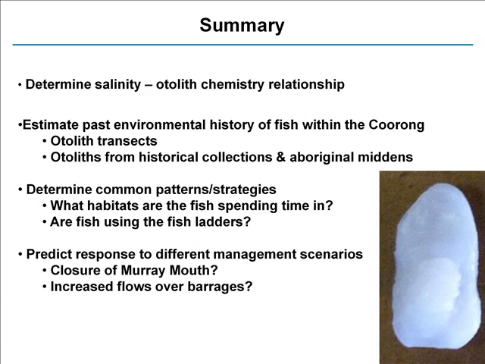Okay, so just to summarise, basically what we're doing is using the salinity otolith chemistry relationship to predict the environmental history of fish. The work that I've showed you today focuses on otolith transects for fish where we've collected the specimens relatively recently. The work we're moving on to aims to focus on samples that we've collected from Aboriginal middens and also historical collections where possible.